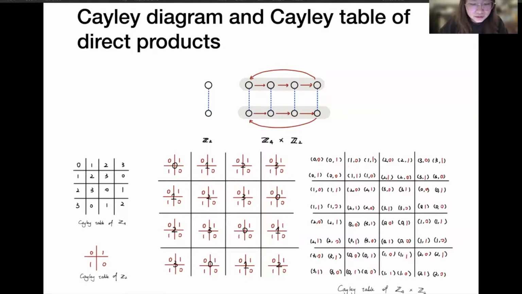And if you consider each cell in the table of C4, and you inflate each cell to contain a copy of the multiplication table of D2, which is in the middle diagram, and you draw in the little tables and element names, you can get the table for Z4 by D2 on the right.